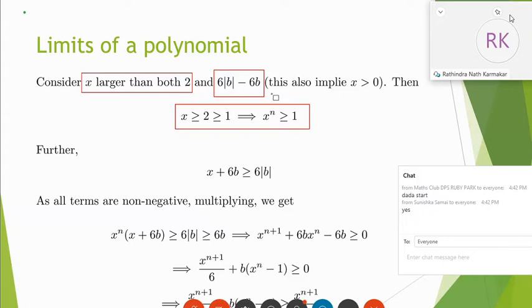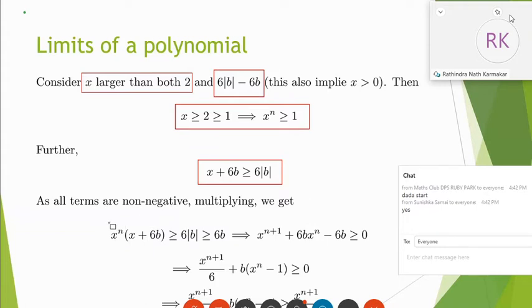So by transferring 6b to the left hand side, we get that x plus 6b is greater than or equal to 6 mod b. Now we have two inequalities, and that too with all terms positive. That is, x power n greater than or equal to 1 and x plus 6b greater than or equal to 6 mod b. So since all terms are non-negative, we can multiply and keep the sign of inequality preserved. So what do we get?